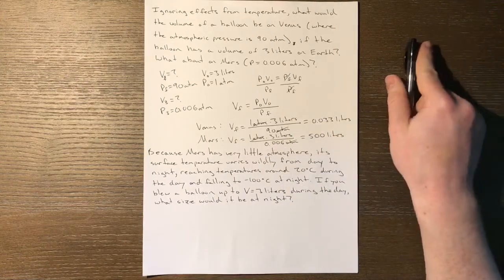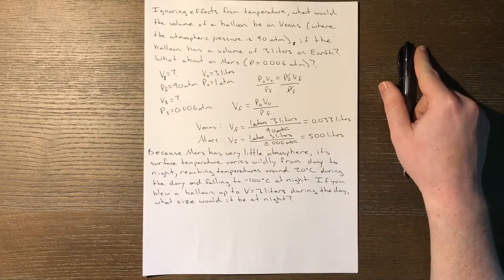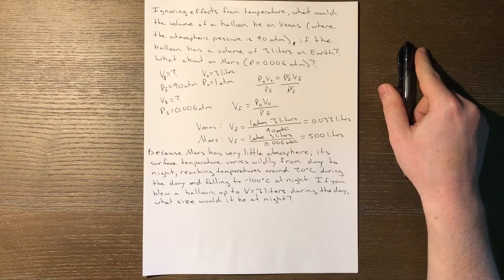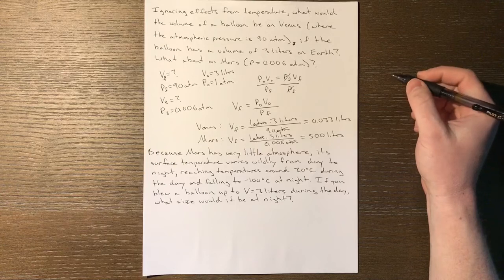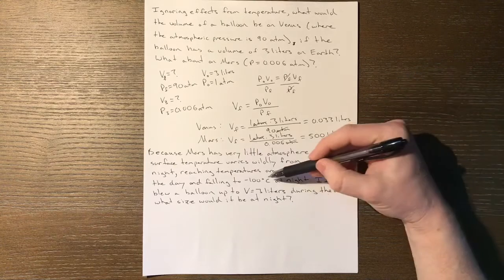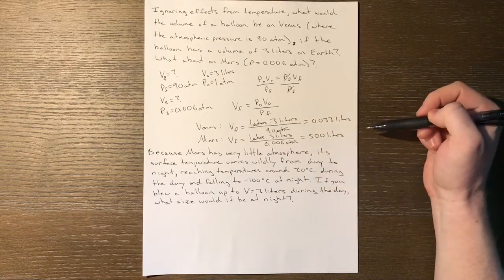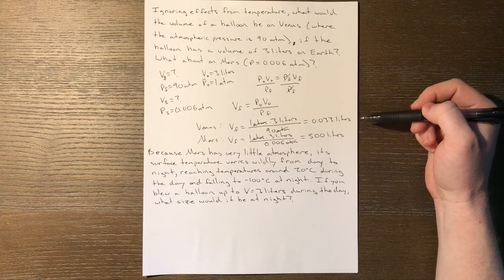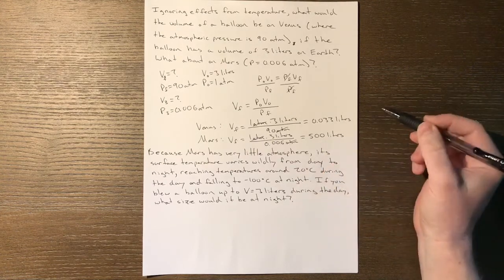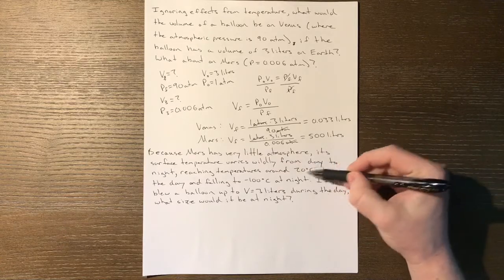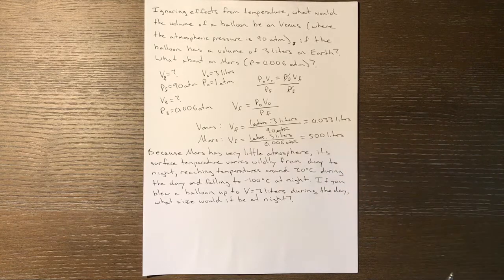Because Mars has very little atmosphere, its surface temperature varies wildly from day to night, reaching temperatures around 20 degrees Celsius during the day and falling to negative 100 degrees Celsius at night. If you blew up a balloon to a volume of 3 liters during the day, that is when the temperature is 20 degrees Celsius, what size would it be at night?